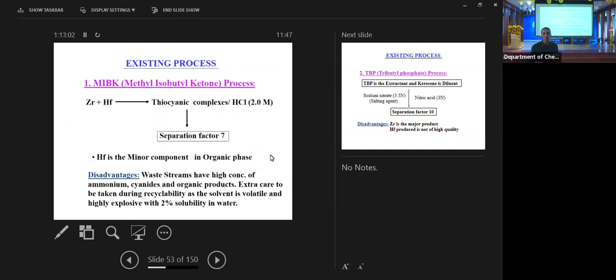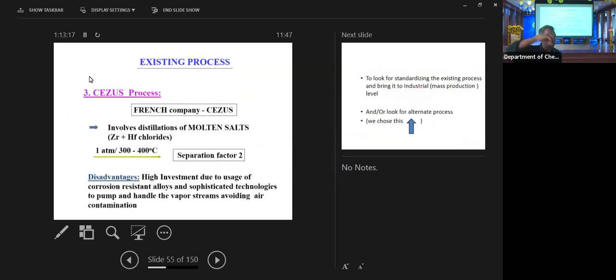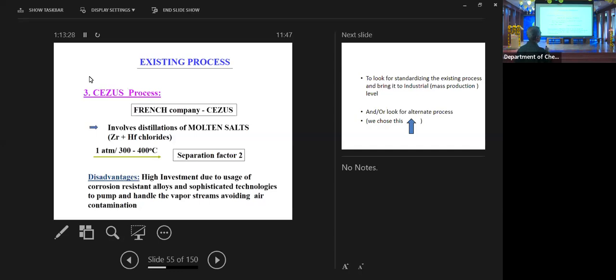MIBK, methyl isobutyl ketone, extracts hafnium selectively into the organic solvent. Another is the tributyl phosphate process, where the TBP is extracted. Those who know about extraction know these are nothing but chelating agents, specifically catching the particular metal and pulling it out, right? And the third one is Sezu's process, which is not of much importance, but it was an electrochemical process.